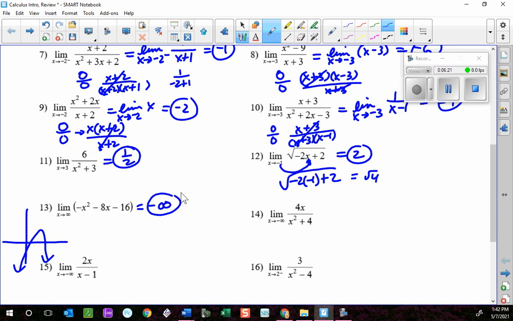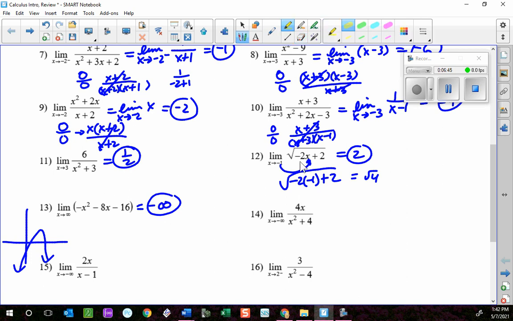For number 14, now in class, I showed you a way of doing this. When x is going to infinity, remember we multiply by 1 over x squared. You can do that, but for the test, I will let you use your horizontal asymptotes instead of that method. So this is a rational function. The horizontal asymptotes have to do with the degrees of the numerator and the denominator.